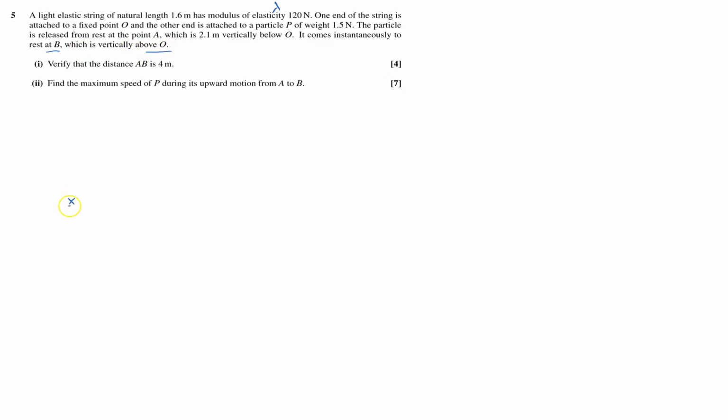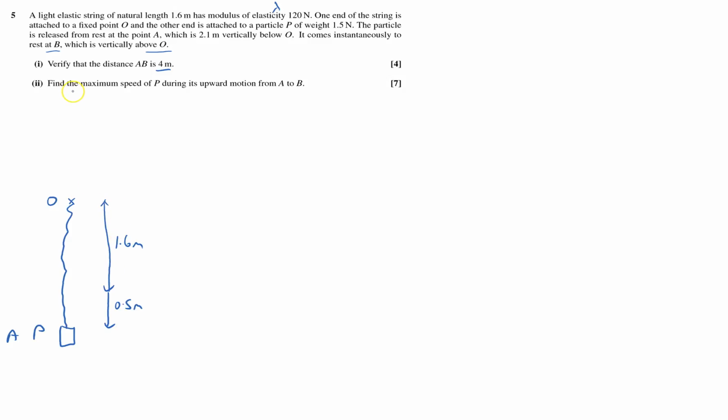So we've got O there, and the string going down to a particle P. It's released from rest, and that's position A. Natural length is 1.6 meters, and it's pulled down a further 0.5 meters. And I've got to verify the distance is 4 meters from A to B, where it stops.